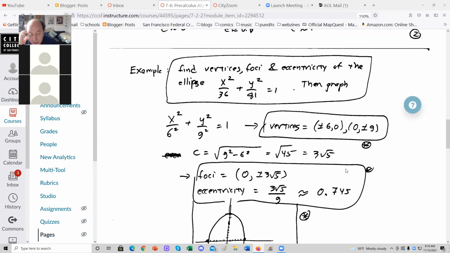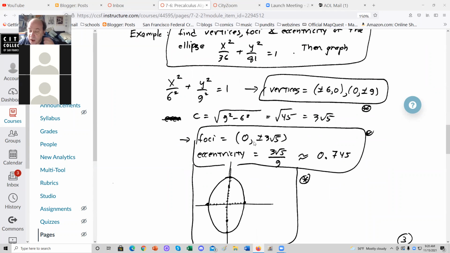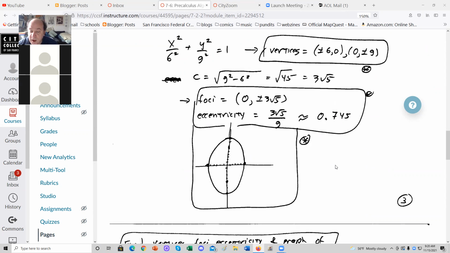Then the distance from the center to the foci is root of 9 squared minus 6 squared. So that's 81 minus 36, which is 45. You can take out a factor of 9, not root 9, root 5. So that's 3 root 5 is the distance to the focus. So those are the foci: 0, plus or minus 3 root 5. Eccentricity is that quantity over 9, which is about 0.745.